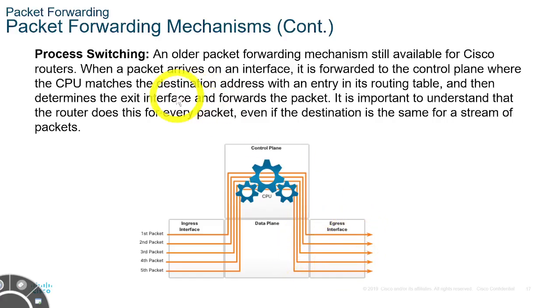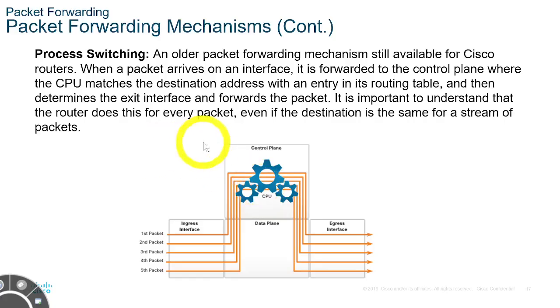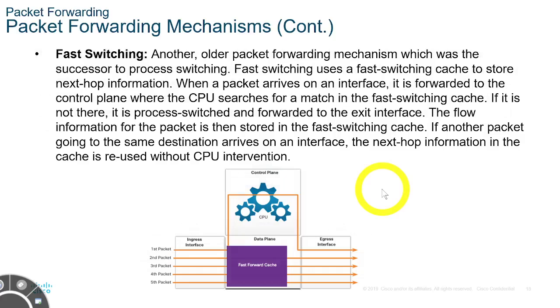Okay, it's important now to understand that the router does this for every packet. For every packet it does. Even if all these packets have the same destination IP, it will check the destination for every packet. And it will do this for all packets, as you see. This is what we call process switching. So process switching is to find the longest match between the destination IP address and the route entry within the routing table.